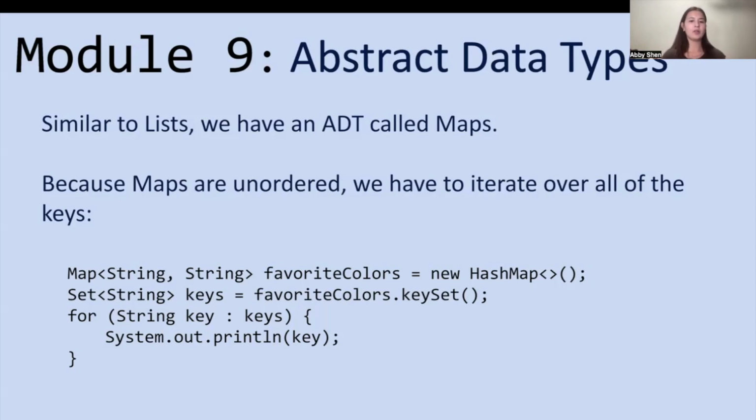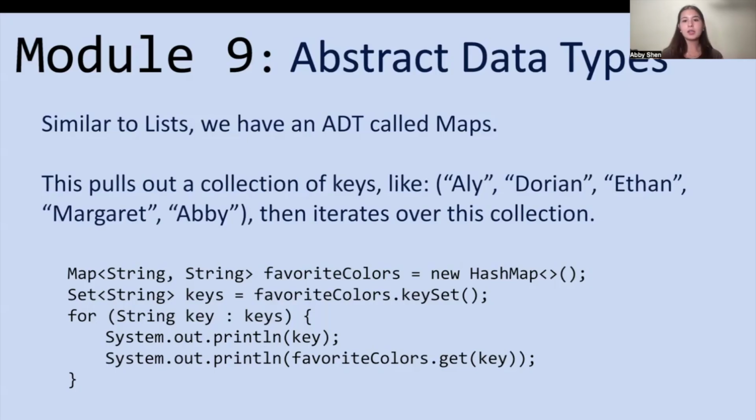You can use this favoriteColors.keySet method to get a set of the keys. And then you can use a for each loop, like I talked about with the set data type, to iterate through all of the keys in that set. This is what the set might look like. It would say Ollie, Dorian, Ethan, Margaret, Abby. But remember, a set is unordered, so it wouldn't necessarily be in that order. But it would iterate over that set because those are the keys from our map.